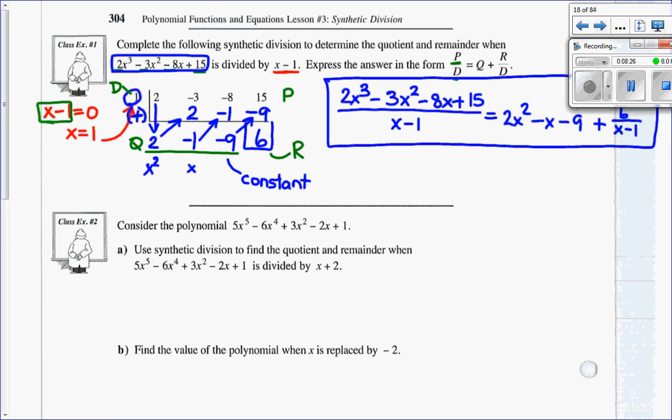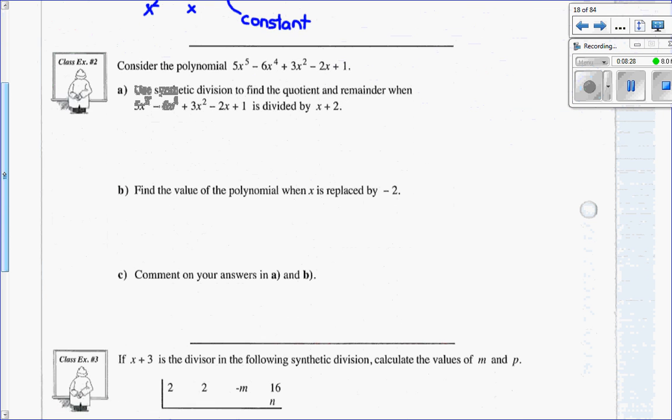Okay, let's try class example number 2. Consider the polynomial 5x to the 5th minus 6x to the 4th plus 3x squared minus 2x plus 1. And it asks us to use synthetic division. Now, what I do notice when I look at this one, and I have to check this every single time, first off, is the exponents, are they going in descending order by power? So I've got the 5th power, 4th. I'm missing the 3rd power, right in between the 4th and the 2nd. So I'm going to have to put in a placeholder for that.